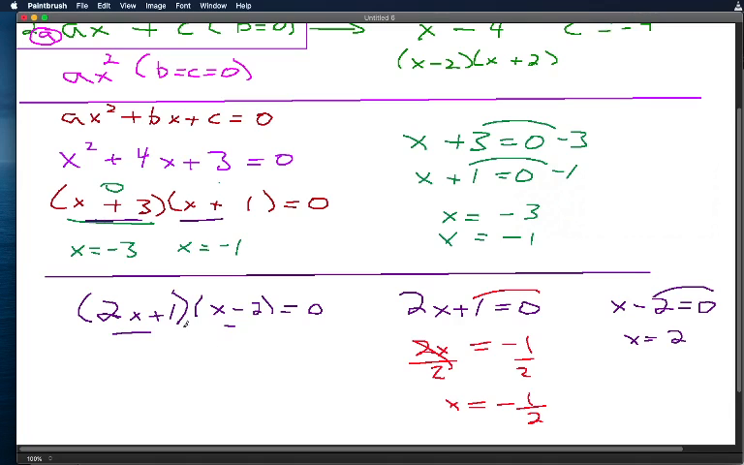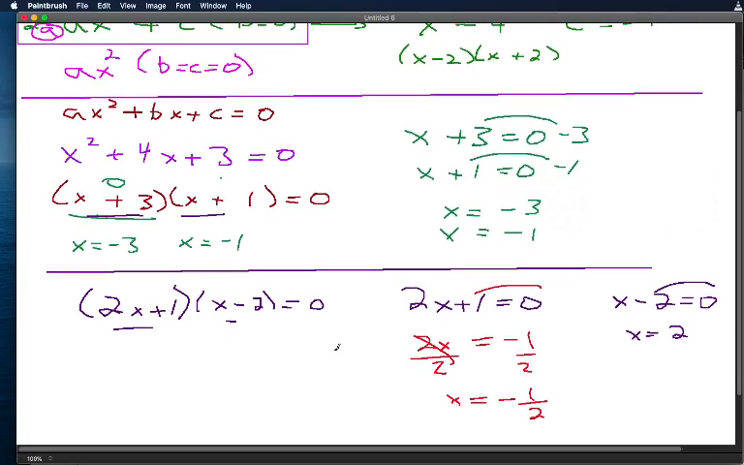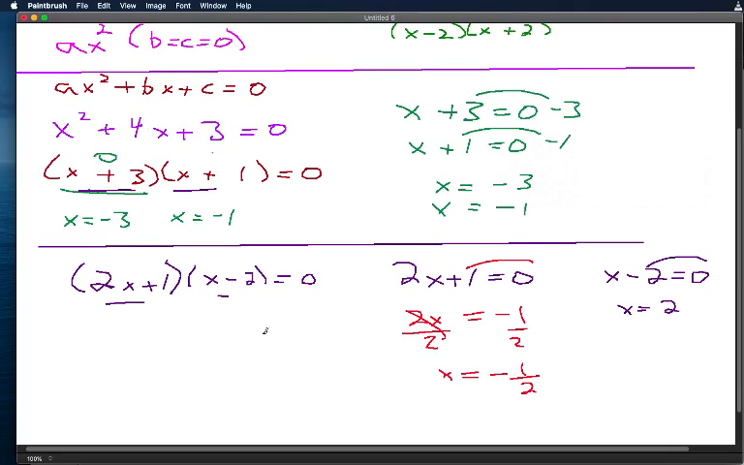Okay, so if we already have the factored version of this, we don't have to factor, of course, okay? And once again, this is when we have 3 terms. There's only one other example I want to give you, and I will give it to you in a moment here.